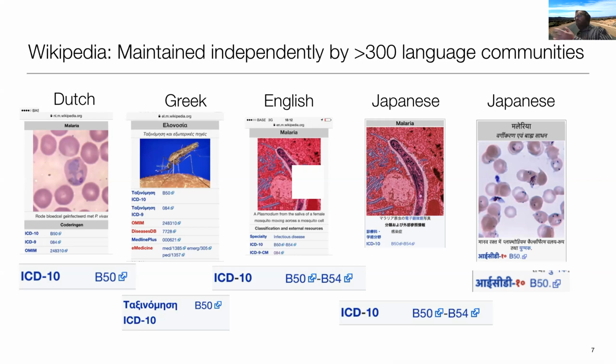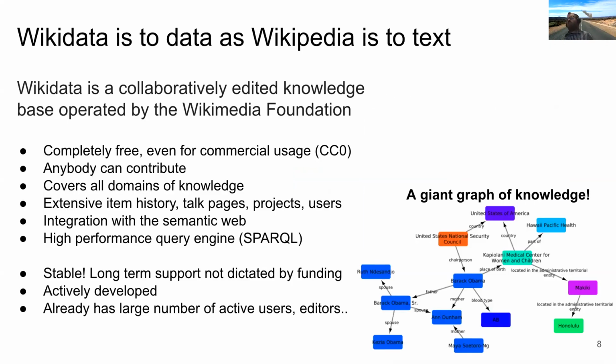Trying to synchronize this across the different 300 language versions takes time and effort, and needs to be done by the independent communities that drive the different language versions. So in 2012, Wikidata emerged, which actually is 8 years ago today, because today is Wikidata's birthday. It's from the same organization, the Wikimedia Foundation, that hosts Wikipedia.